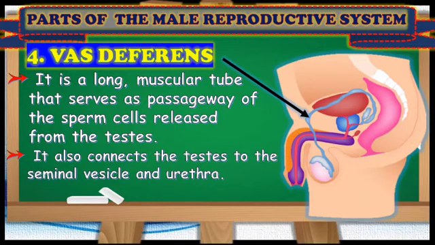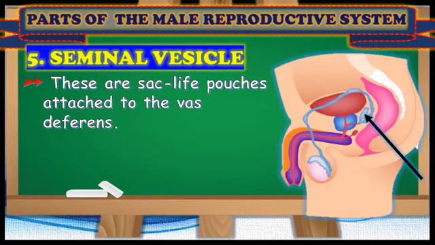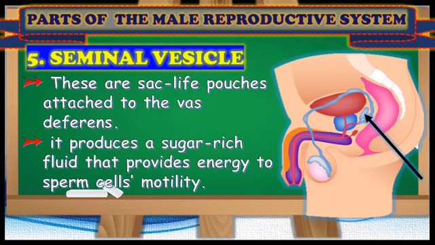Next, let's now proceed to part number 5, which is the seminal vesicle. Saan nga yung seminal vesicle dyan? So that is the seminal vesicle. So the function is, these are sac-like pouches attached to the vas deferens. Sac-like yan, hindi life. That's a typo. So it produces a sugar-rich fluid that provides the energy for sperm cell motility.